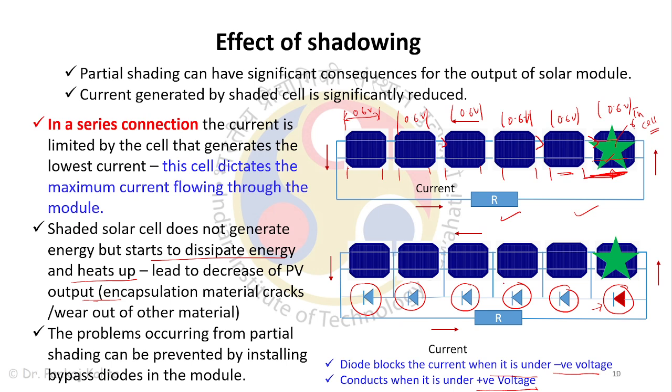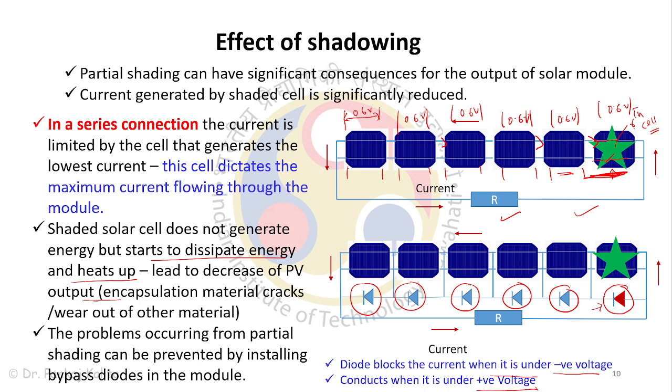Due to this shadowing, it's not generating the desired energy from the solar cell. It also heats up, which leads to additional losses of the generated power. And if the temperature is high, it might lead to cracking and several other problems. So to avoid this, for the effect of shadowing in series connection, what we do is we add a diode to each of the solar cells.